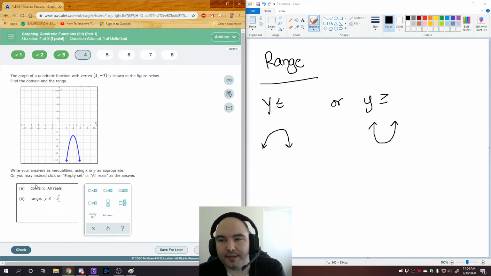Okay, that was a lot of explaining. So long story short, domain, all real numbers, every time on parabola graphs. Range, could be less than, could be greater than, depends on the shape. And then the thing you'll put less than or greater than depends on what the y value is.